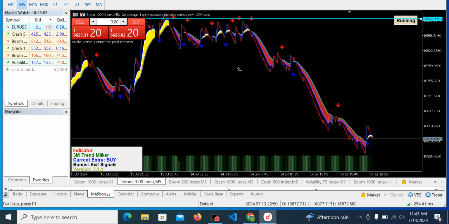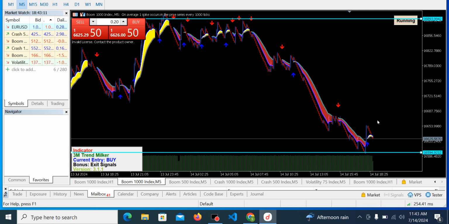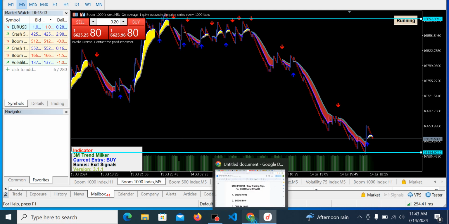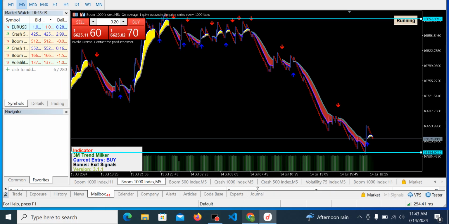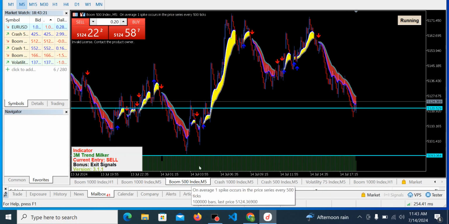So right now it has gotten to this support zone. If it's unable to break out from there, then it will go back on a buy trend, so we should expect more of a buying opportunity than a selling opportunity, except if it breaks out below that support zone, that is when it's going to sell more. So now let's check out Boom 500.